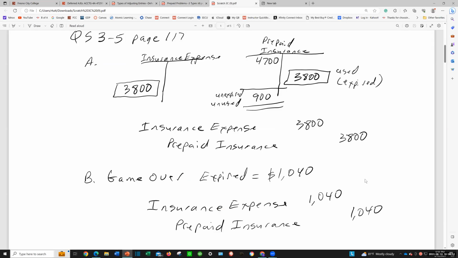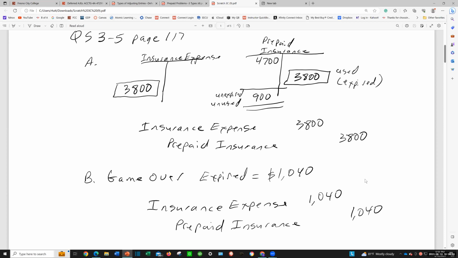Let's go ahead and turn to your textbook, Quick Study 3-5 on page 117. These are going to be applications of what we just discussed. Quick Study 3-5. Now it said, follow the 3-step process for adjusting the prepaid asset account at December 31. And there's a 3-step process. Be honest with you, I don't use it. I didn't learn it that way. I don't think that way. But if you do, please use it. Everybody's different. But this is how I'm going to do it.